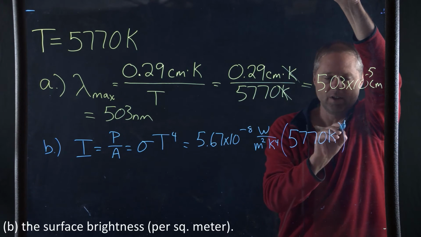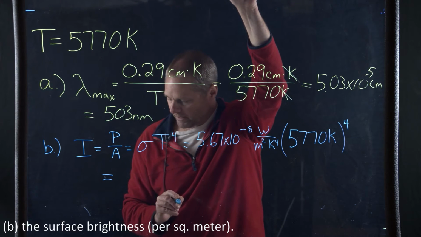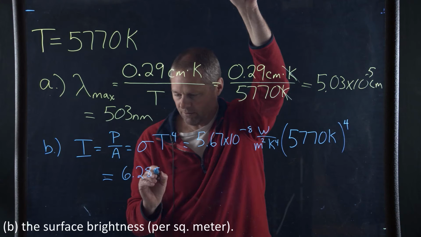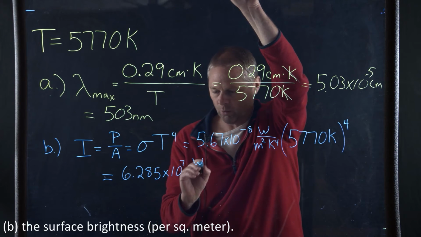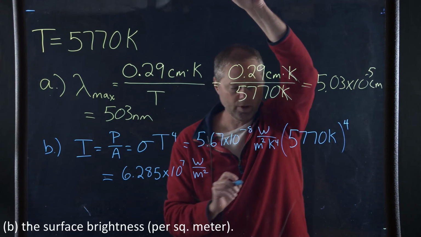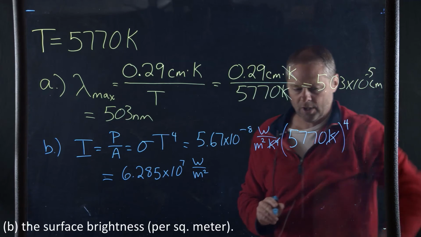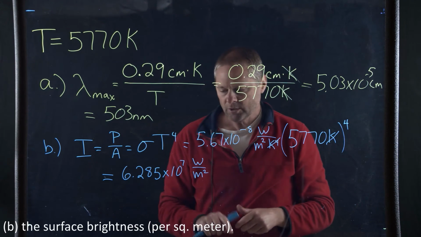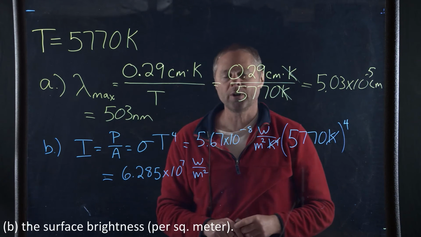so 5770 Kelvin to the fourth power. And the number we get for this is 6.285 times 10 to the seventh watt per meter squared, because the units of Kelvin to the fourth will cancel with the units of the Kelvin here. Remember, this is going to be to the fourth power. So this is a tremendous amount of energy per square meter.